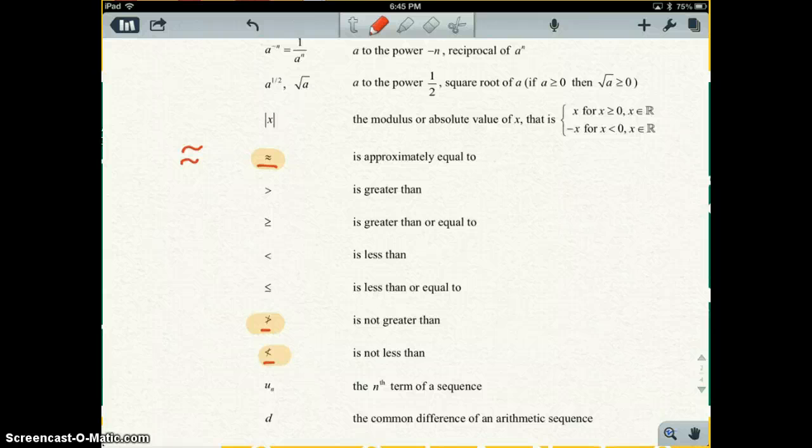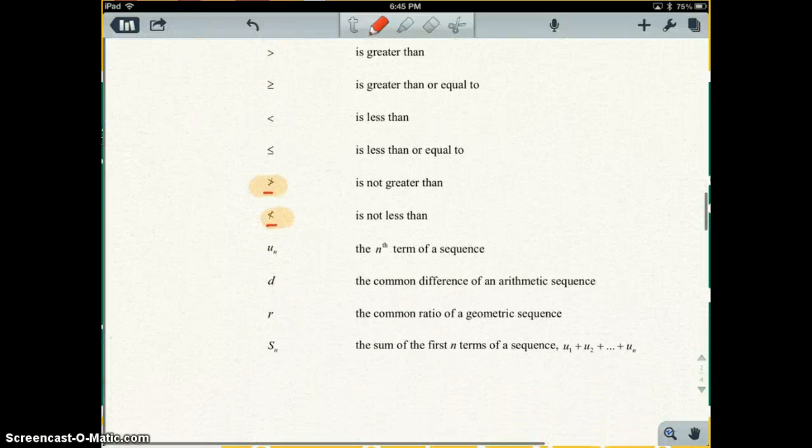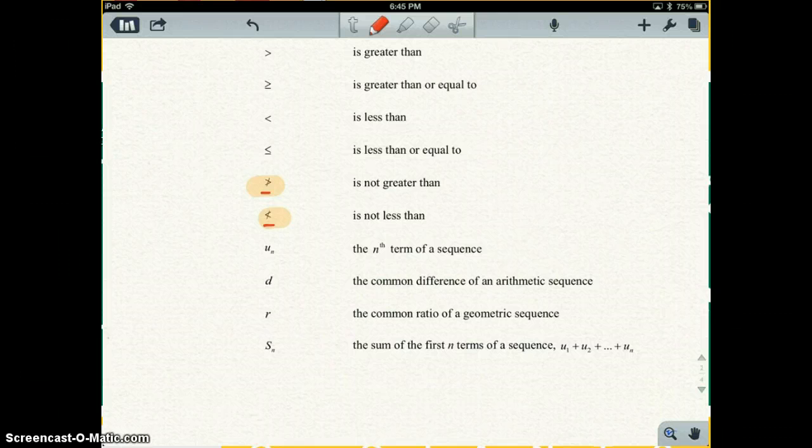This funny looking equal sign with curvy lines means it's about equal to. So it's not exactly equal to, but it's close. Sometimes we use that when we make an estimation. We know greater than and less than, we talked about that in class. When it's not greater than, you can represent that with a greater than sign with a slash through it, and a less than with a slash through it would mean not less than. Okay, so here's the definition for that.